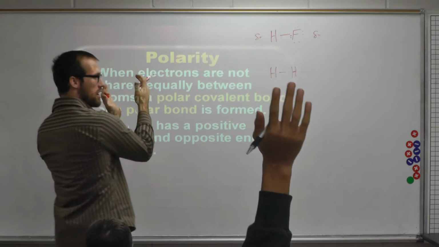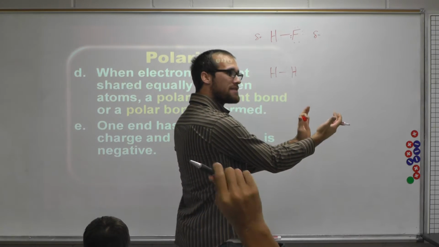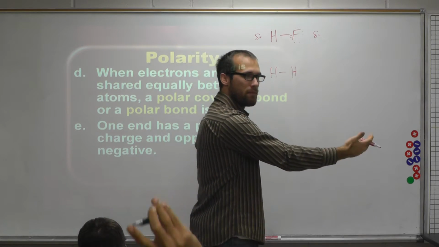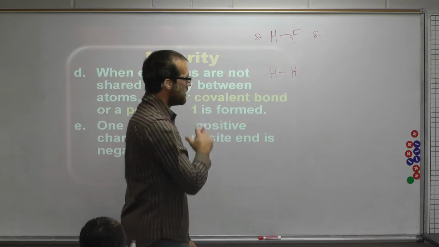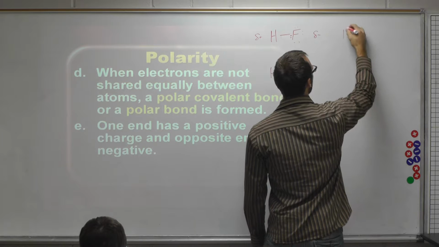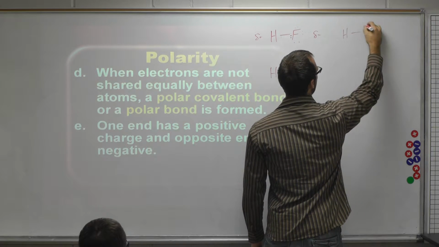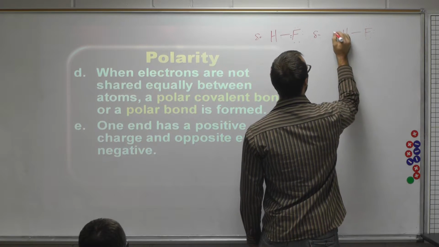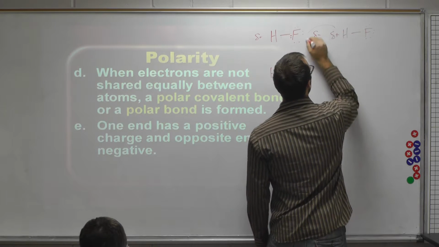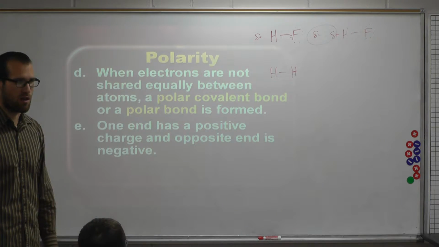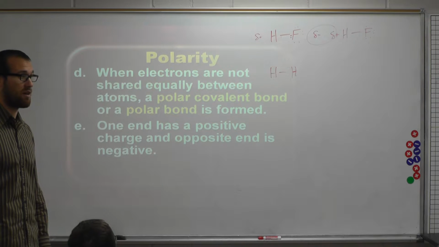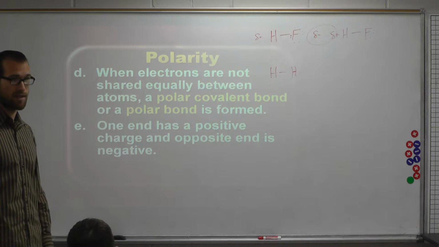If I'm shifting electrons from one side to the other, that's going to make the side that I shifted them to negative, and the side I took them away from positive. So here's what happens. This is exactly how things are held in the solid and liquid state. The positive end of one molecule is attracted to the negative end of another molecule, and that's how we get solid and liquid states.